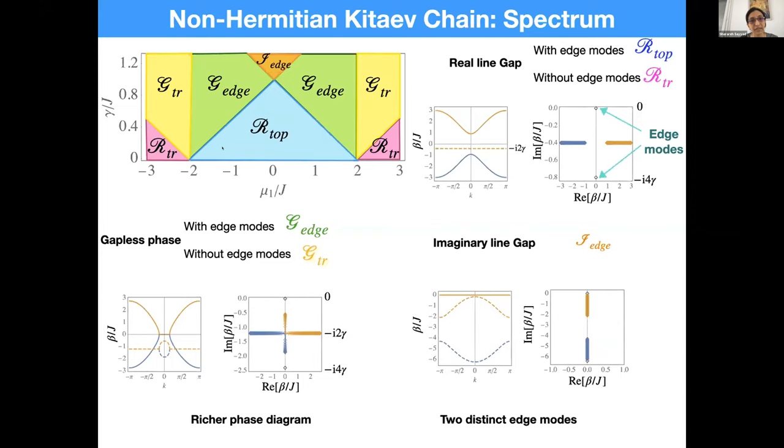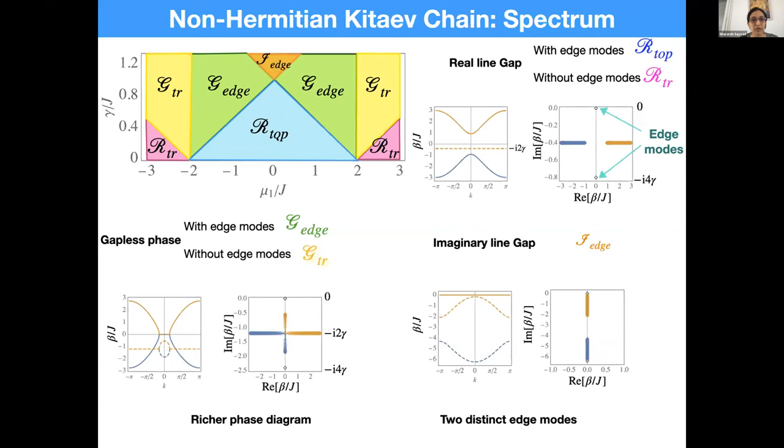We observe that for this system, the edge modes are present, but while the real part is zero, the imaginary part of one of them is zero and the other one possesses a value of minus i gamma. For the bulk spectrum, in both the topological phase and the trivial phase, the real part has a negative value of the imaginary part, minus two gamma.